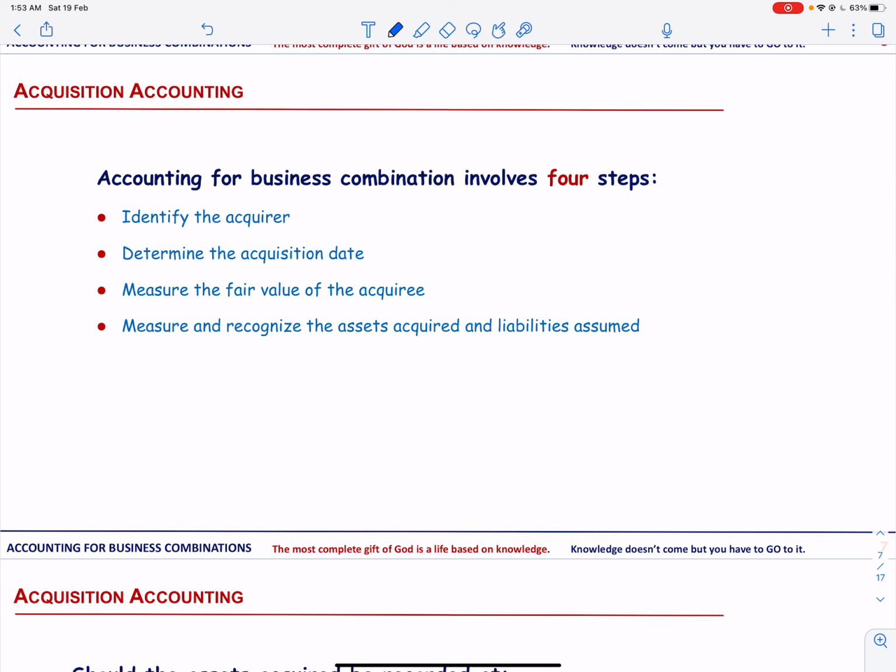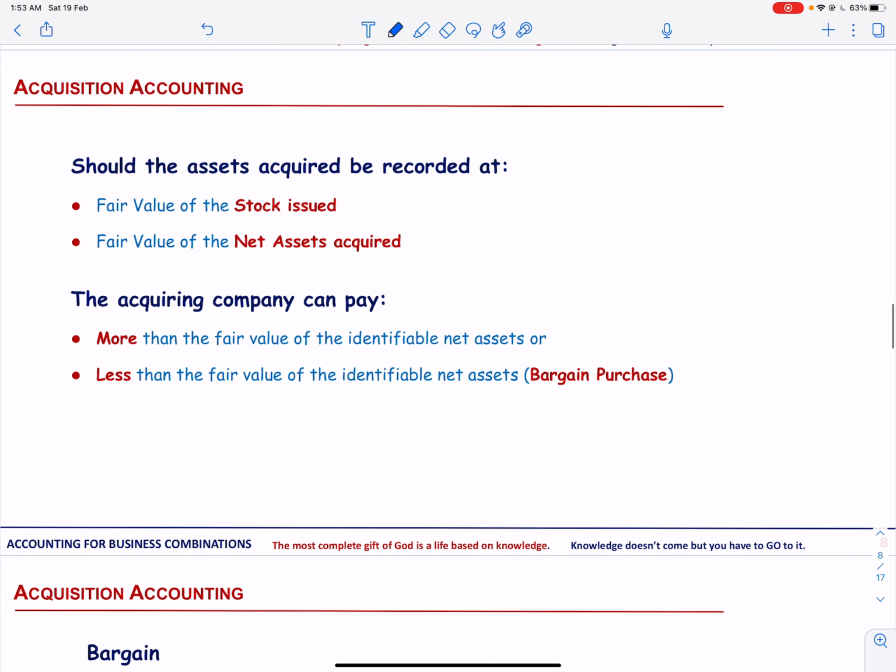Acquisition method treats the combination as the acquisition of one or more companies by another. Accounting for business combination involves 4 steps: identifying the acquirer, determining the acquisition date, measuring the fair value of the acquiree, and measuring and recognizing the assets acquired and liabilities assumed. The acquiring company can acquire the assets of the acquired company at a fair value.